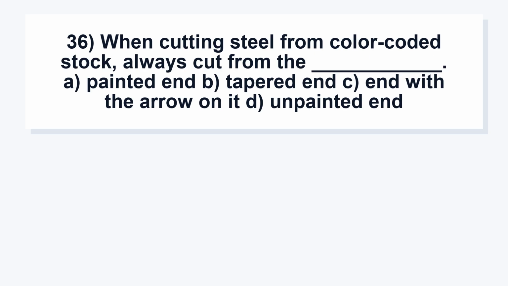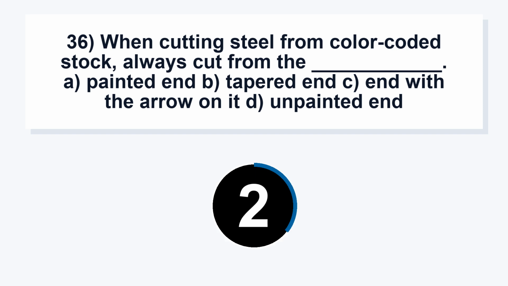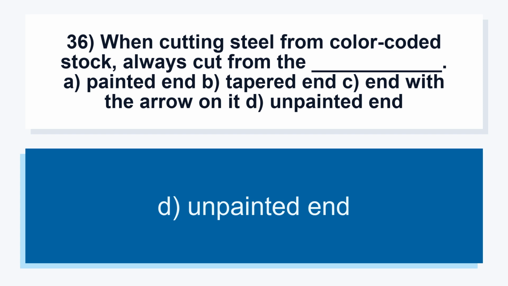36. When cutting steel from color-coded stock, always cut from the: A. Painted end, B. Tapered end, C. End with the arrow on it, D. Unpainted end. D, unpainted end.